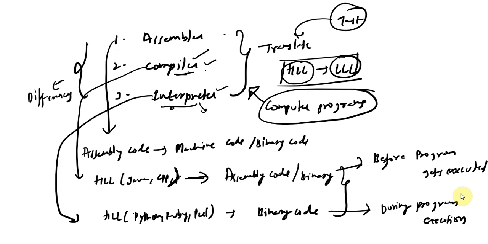So that's all in this video. We have seen the basic difference between the compiler and interpreter, and we have seen what is an assembler, compiler, and an interpreter. Thanks for watching.